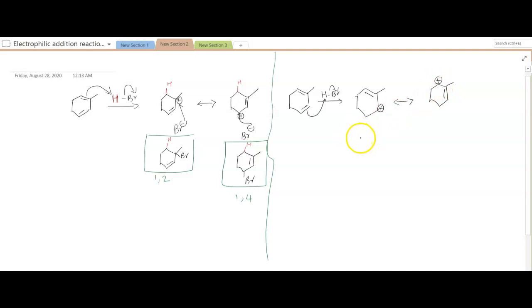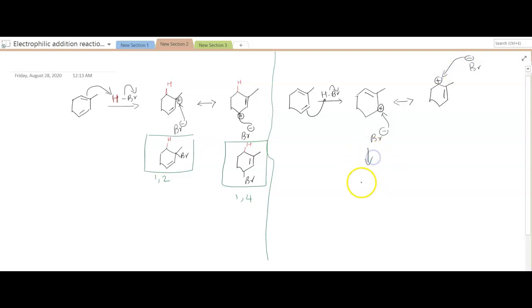Now let's complete the whole reaction with the nucleophilic attack of the Br minus. So here we have the Br minus attacking at this carbocation, and in the next one we have the Br minus attacking this carbon atom.